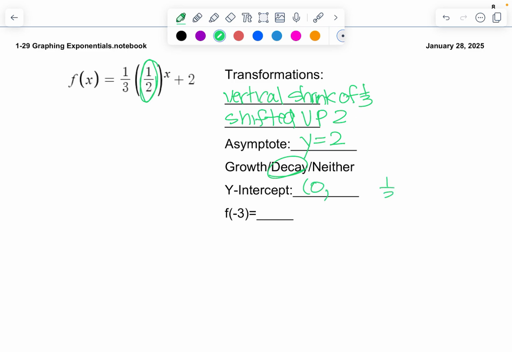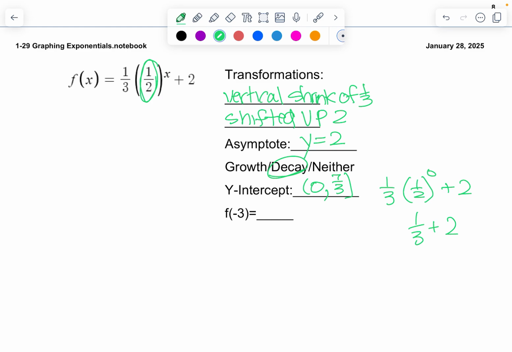And then again, I can go to my calculator, or I can put 0 in for x. So I have 1/3 times 1/2 raised to the 0 plus 2. Well, 1/2 raised to the 0 is 1, so I get 1/3 plus 2, which ends up being 7/3. Or if you wanted to put it into your calculator, 7 divided by 3 is 2.3333, so you could do 2.33.